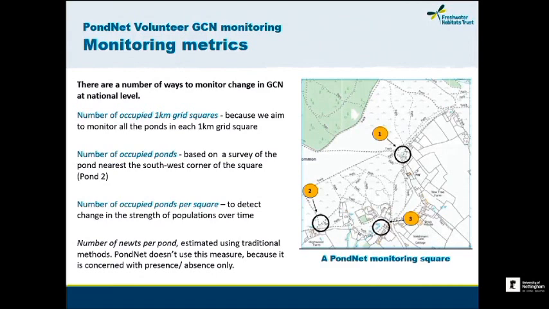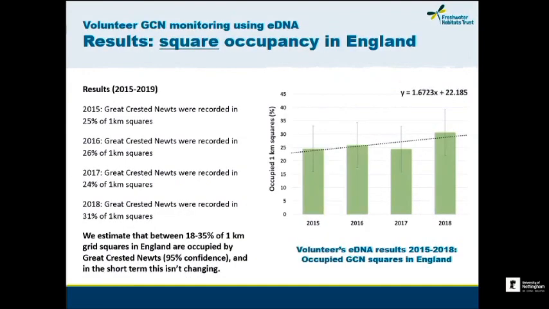Change in pond occupancy, change in square occupancy, and the number of occupied ponds per square. So I'm rushing a little bit because I can see the clock ticking down. They have shown that between 18 and 35% of grid squares across England are occupied by great crested newts. The first 3 years were fairly stable, and then in 2018 there was a bit of a spike, and because this isn't my data, I don't really want to be drawn on why that is. Couldn't really tell you.